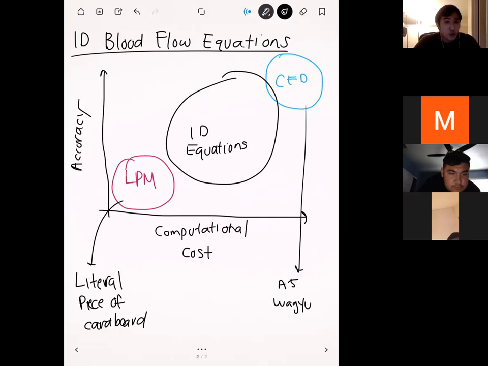And there's a lot of things that you can do with these 1D equations that are really, really useful, especially in terms of wave propagation, that we'll see probably starting next week. Okay. All right, so any questions on this so far?